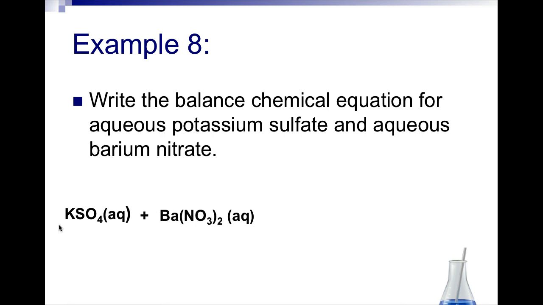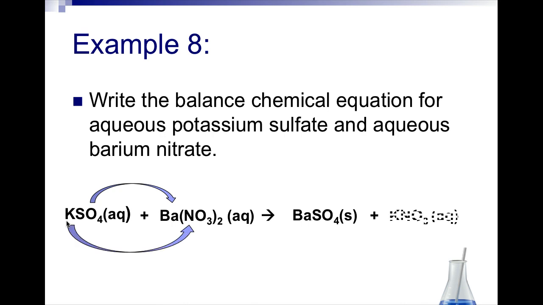Now what's going to happen is potassium is the positive ion, barium is the positive ion, and you'll notice the positive ion is written first. So potassium will replace barium, and then barium will take the place of potassium. So we should end up with the following: barium sulfate plus potassium nitrate. Now, since we have polyatomic ions, we'll want to make sure we balance those as a unit themselves and not break them apart.